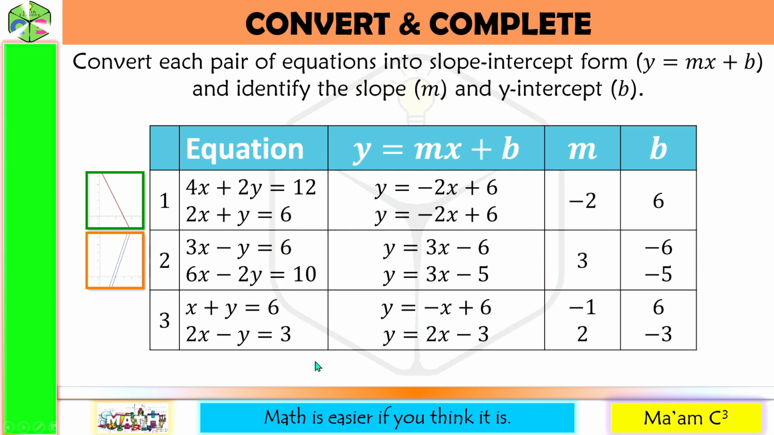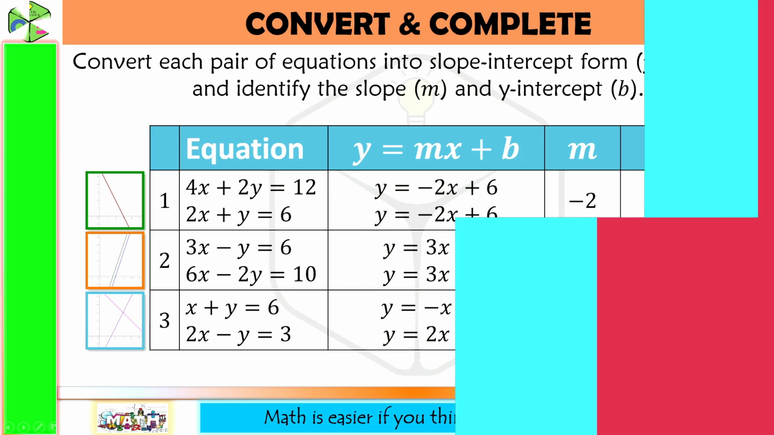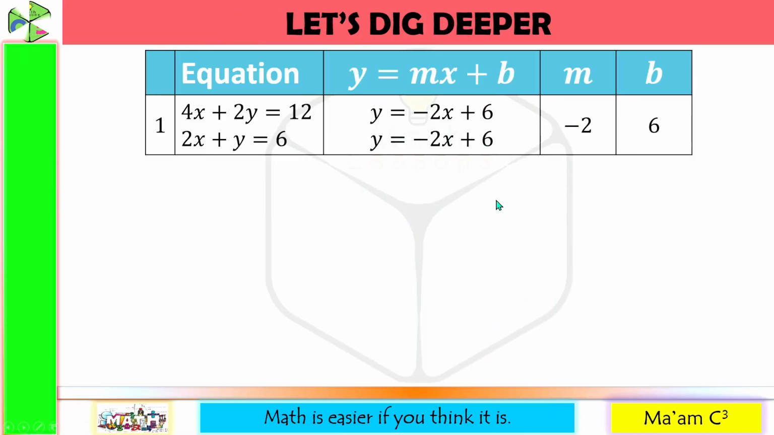Let us recall the graph of this pair, and we have intersecting lines. Intersecting lines happen when you have different slopes. As to the y-intercept, it could be the same or not. Let us dig deeper by discussing each pair of equations thoroughly.